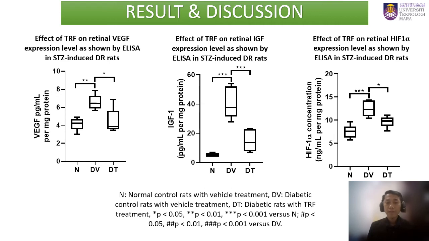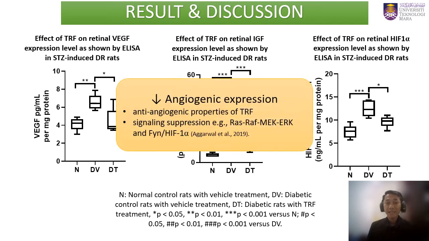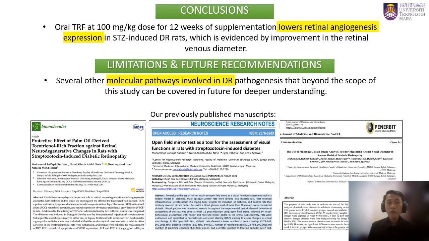The anti-angiogenic properties of TRF have been attributed in previous studies to its ability to suppress the RAS, RAF, MEK, ERK, and HIF-1 alpha signaling pathways. In conclusion, the mechanism responsible for the protective effect of TRF in diabetes-induced DR rats was due to its ability to reduce angiogenesis at 100 mg per kg dose for 12 weeks of supplementation, which is further evidenced by improvement in the retinal venous diameter.